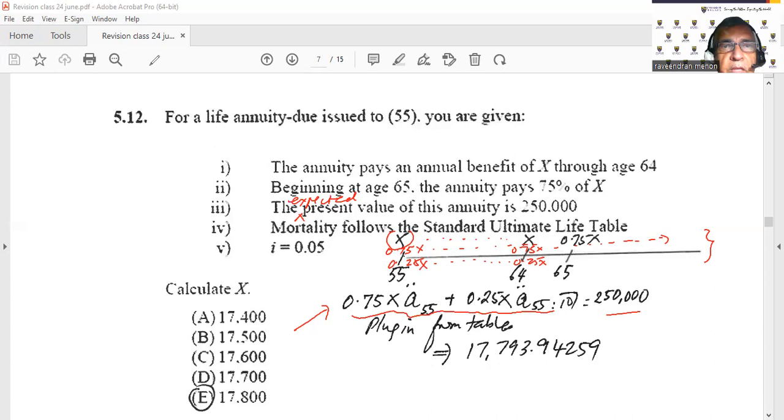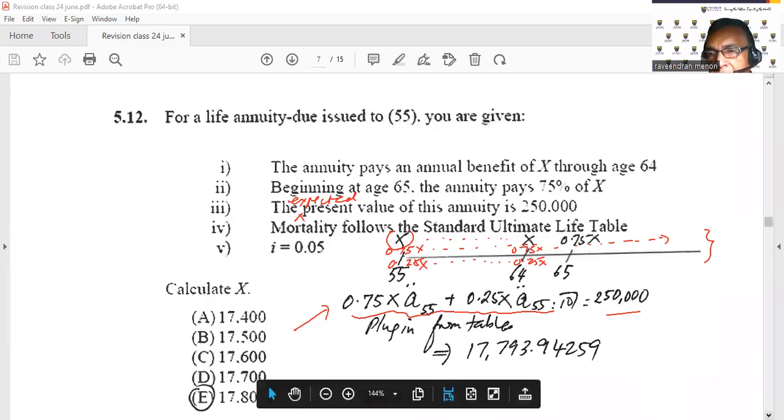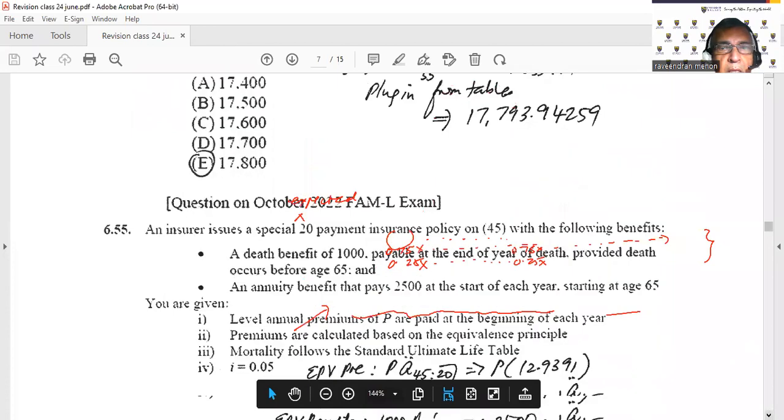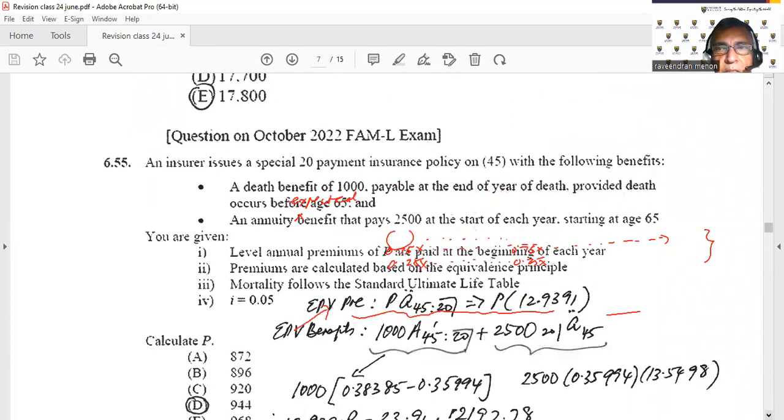Let's move to the next problem. Let's read the question, and then we'll pick our way through the solution. An insurer issues a special 20 pay insurance policy on somebody age 45 with the following benefits.